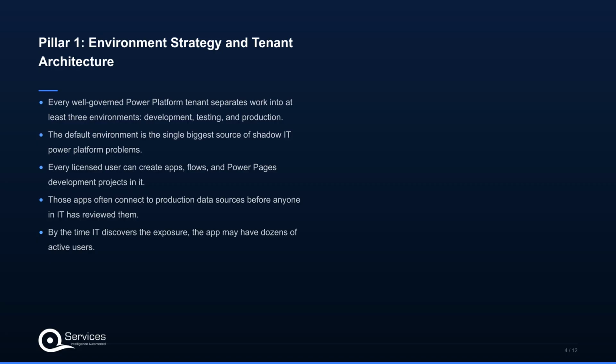A proper environment strategy assigns each environment a purpose and restricts who can create resources in it. Developers build in isolated sandbox environments. Tested solutions promote through a staging environment before reaching production. The production environment uses stricter DLP policies and requires an approval process for any new connector or flow addition.